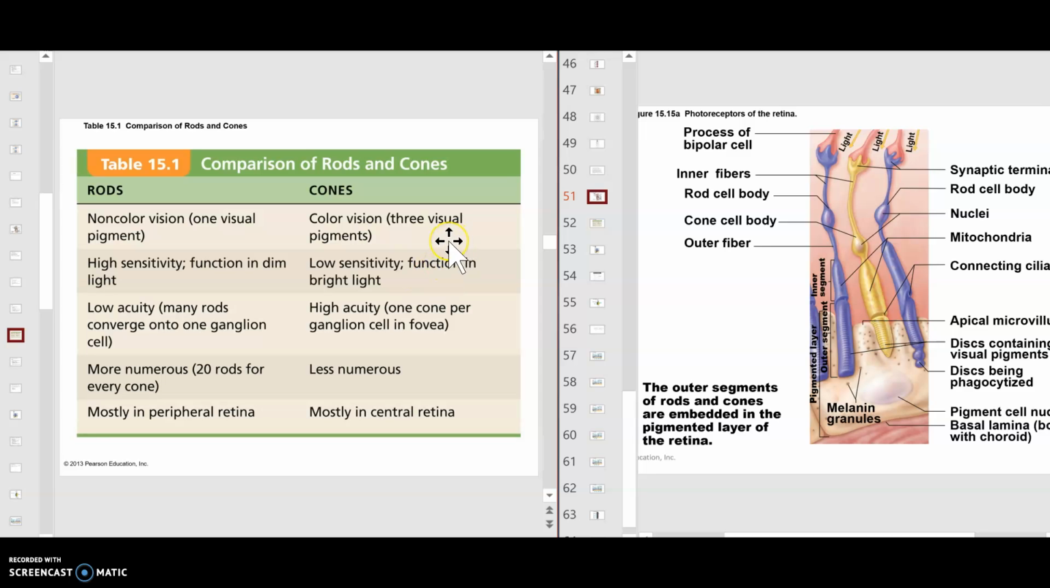The cones are in the macula lutea and the fovea centralis. Color vision there, low sensitivity. They don't pick up light easily. In other words, their problem is you have to have a brighter light, but they do give visual acuity if you have the brighter light. High acuity, one cone per ganglion in the fovea centralis, less numerous, mostly in the central retina.